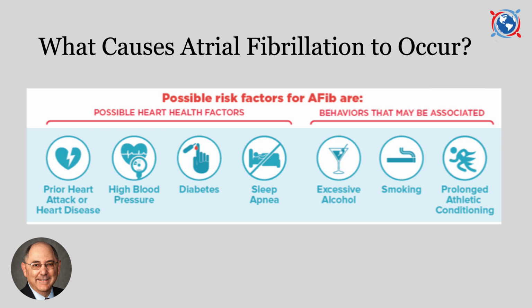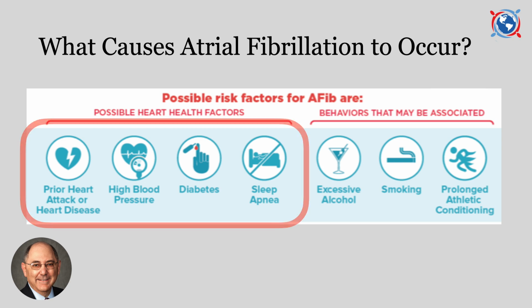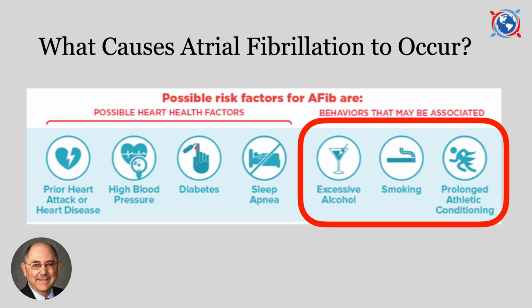What causes atrial fibrillation to occur? Some possible risk factors for atrial fibrillation, which is sometimes abbreviated AFib or AF, are shown here. There are certain heart health factors. That could be a person having had a prior heart attack or some form of heart disease, high blood pressure, diabetes, or difficulty with breathing while they're attempting to sleep. This is referred to as sleep apnea. There are certain behaviors that can also bring on atrial fibrillation, and they may be associated with excessive alcohol use, cigarette smoking, and interestingly here, prolonged athletic conditioning. Some elite athletes can actually have atrial fibrillation. Perhaps you know someone in whom that is the situation.